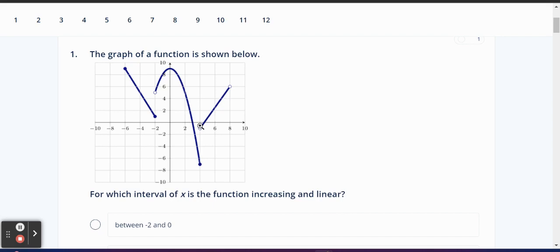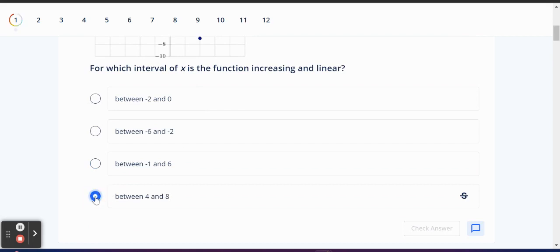And now what interval is it in between? It's in between 4 and 8, right? It's going up between 4 and 8. So that is my answer right there.